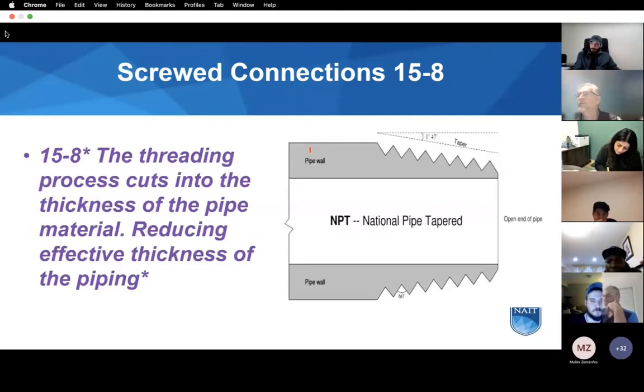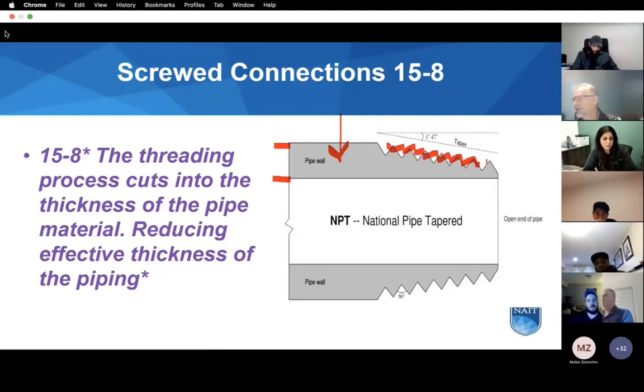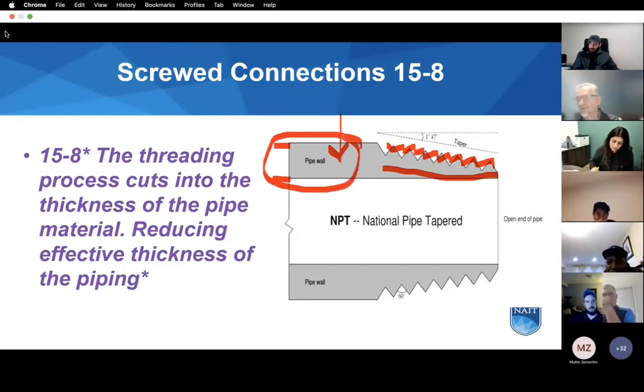So by threading the end of a pipe, we have a thickness of pipe wall that allows us a certain amount of strength. And then where it's joined at the end, we have to cut progressive threads out of it, and we end up weakening the whole system, because any system is as strong as its weakest point, correct? Threading process cuts into the thickness, reducing the effective thickness. So we literally have to make the piping way thicker than it needs to be so that at the threaded point it's strong enough for our system.